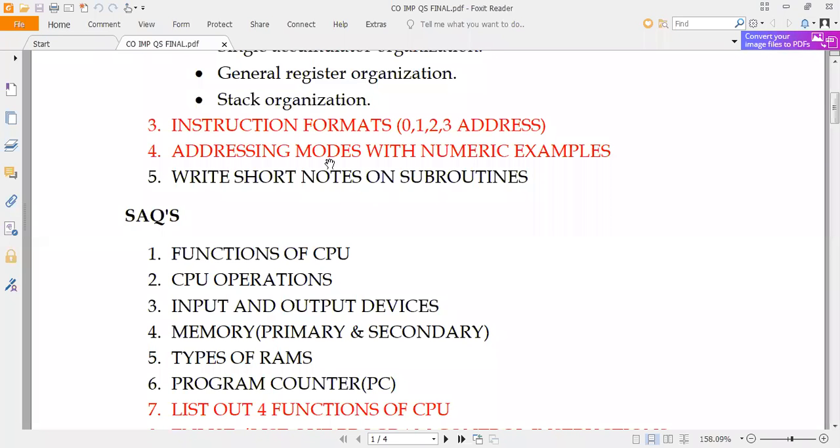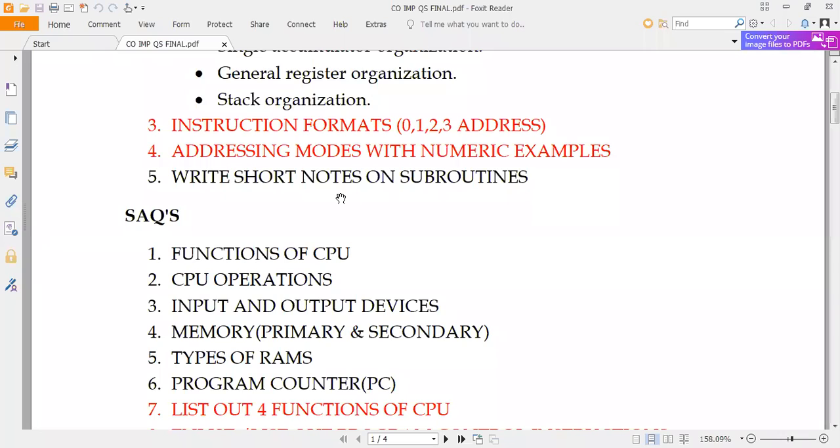Then write short notes on the subroutine. It's a simple question. If you know the functionality of the procedures, functions, or subroutines, then we can attempt this. Subroutines are just like functions.